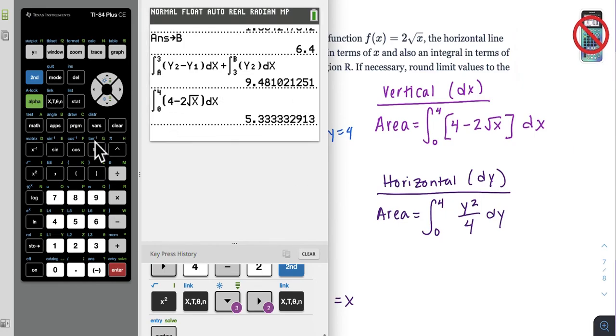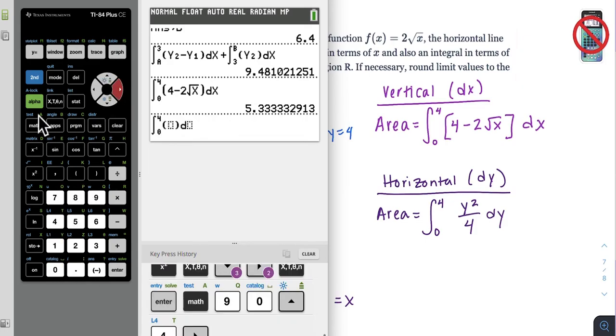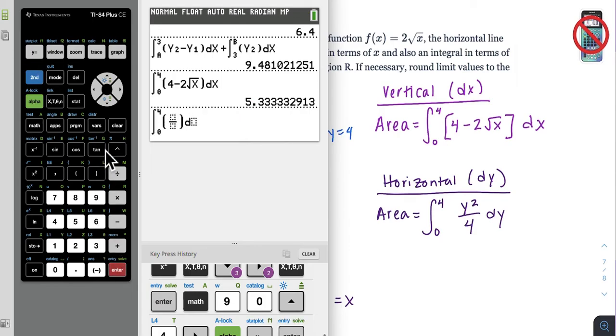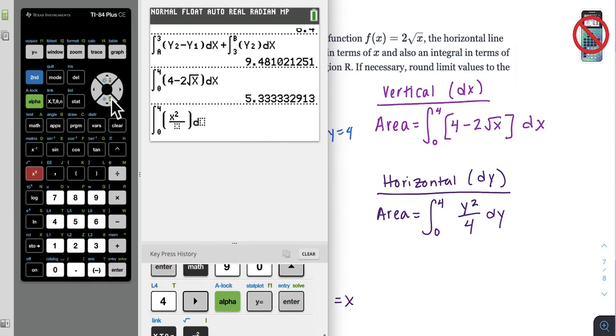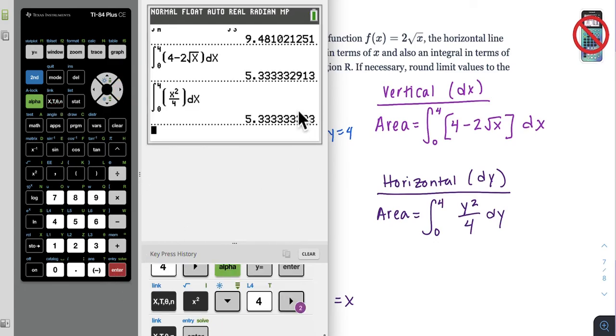And then I'm going to use an x as well for the other one just because I don't want to have to type in the alpha y every single time. But we're just going to change everything else. So 0 to 4. And then I'm just going to, let's see, put a fraction in there. So that's going to be x squared over 4. And dx there, right? Those are just standing in place of y. Look, we get basically the same number.